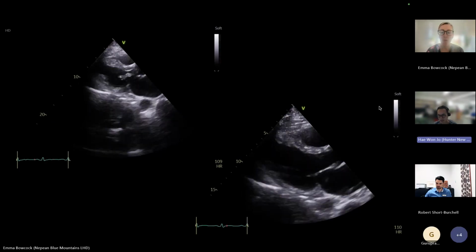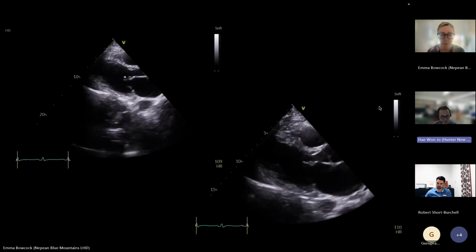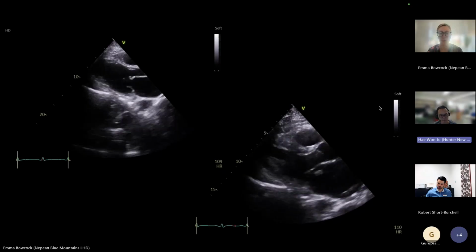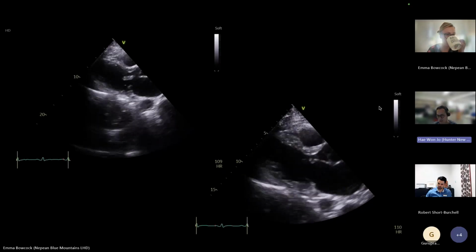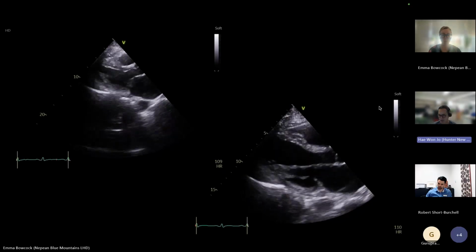Otherwise, on this transthoracic image, LV function appears normal. I'd like to look at the aortic valve a bit more closely too. The RV size looks unremarkable. No large pleural effusions and no evidence of pericardial effusion.